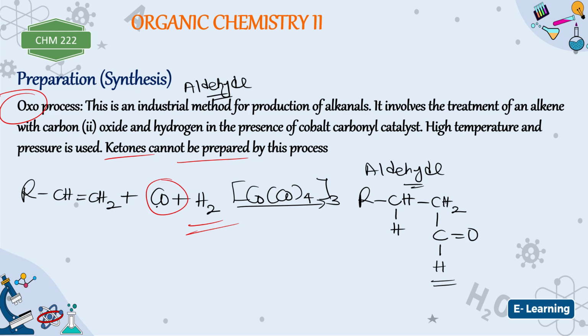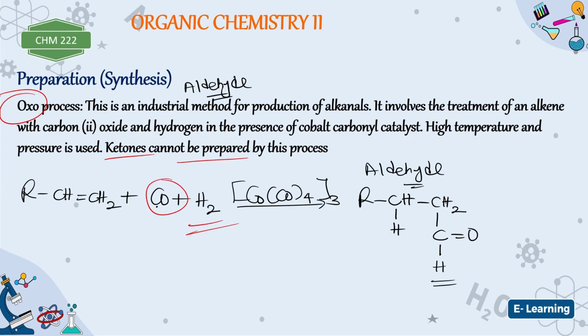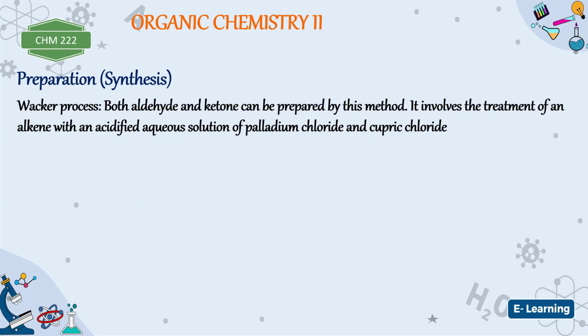Now the last one we have here is the Wacker process. Now this one, they are less common processes for actually making aldehyde and ketone, but you also need to learn it for the sake of exam. Industrial method, Wacker process. Both aldehyde and ketone can be prepared by this method. The Wacker process, aldehyde and ketone can be prepared. Oxo process, only aldehyde can be prepared, ketones cannot be prepared. Now both aldehyde and ketones can be prepared by this method.